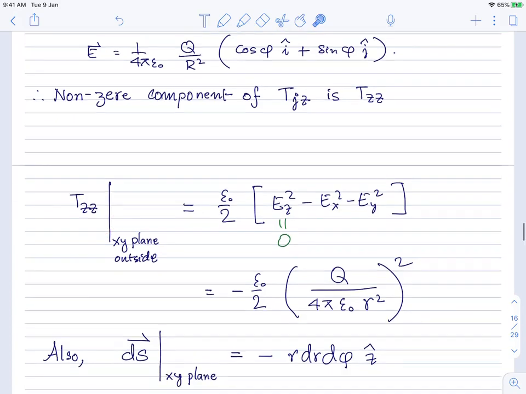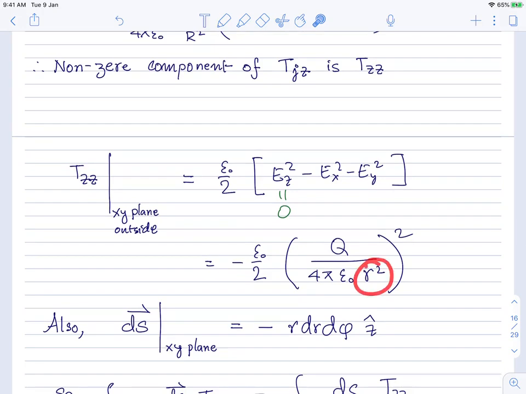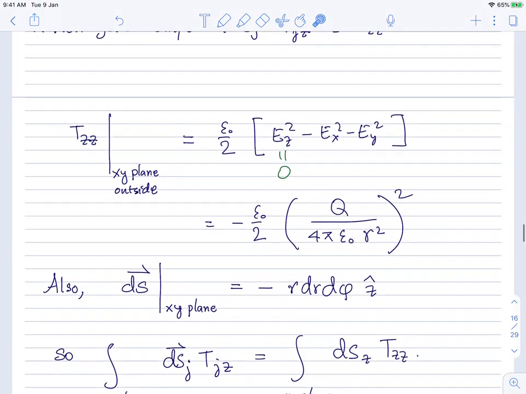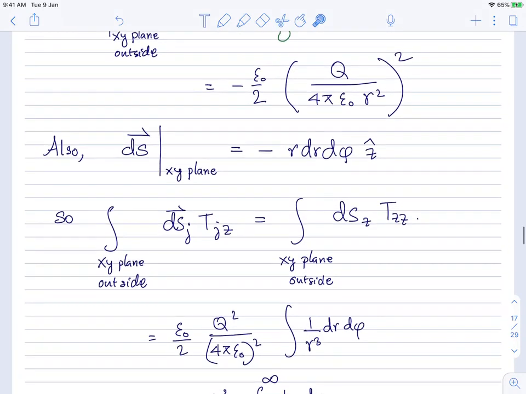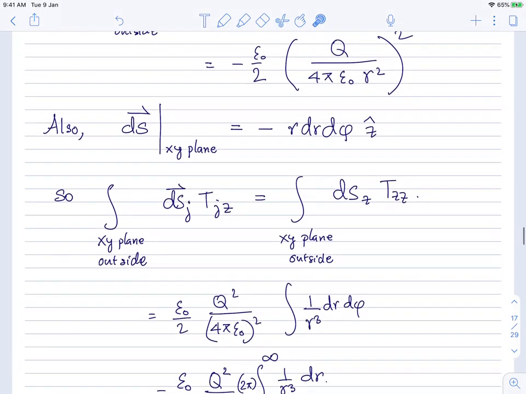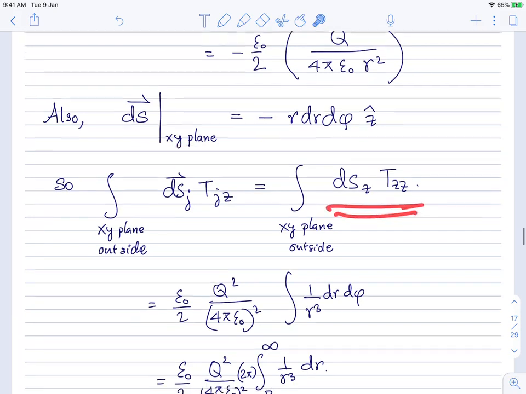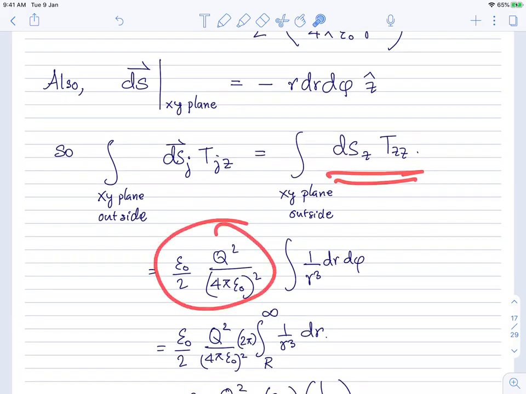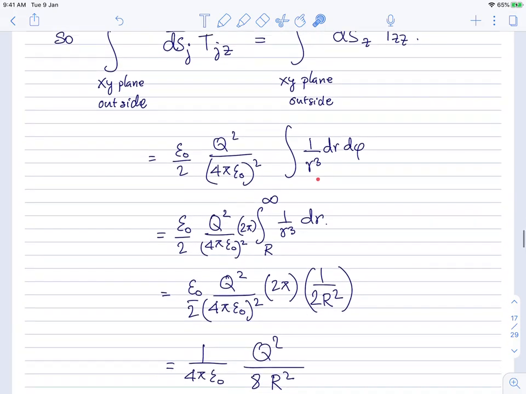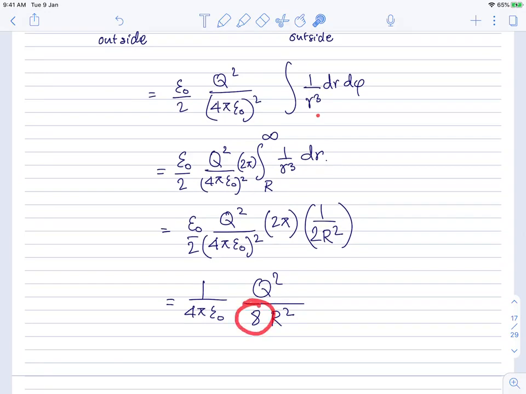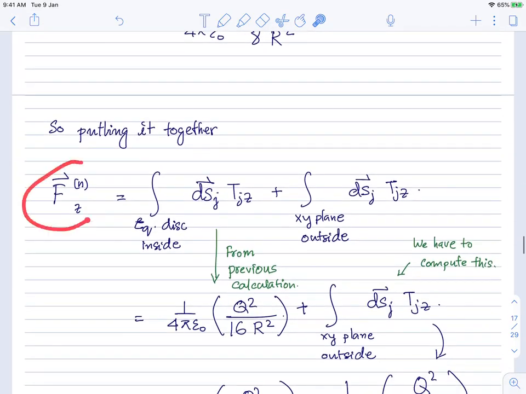It's the same expression. But now there is a factor of 1 over r squared, and if you square it, that will become a factor of 1 over r to the 4. And again, for the area element, we can keep the same area element pointing in the negative z direction. That's the sign. Now if we multiply this, we'll have this expression and 1 over r cubed. And if we perform the integration, we'll get this factor of 1/8.